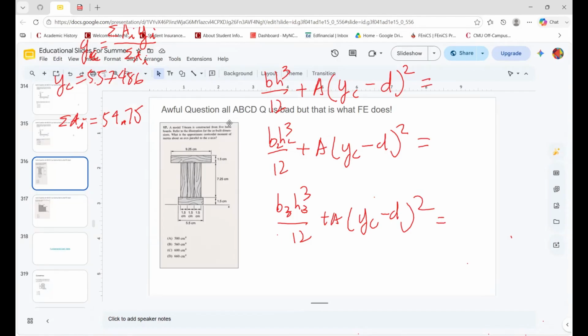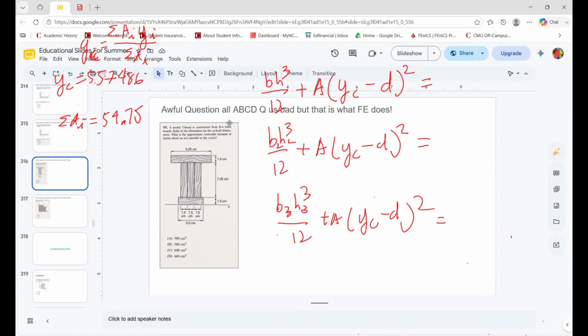So the base for the first one is which one? We're going to do base first. I guess we'll do the top one first. 9.25 multiplied by h, which is 1.5 cubed, divided by 12 plus A, which is 9.25 multiplied by 1.5, multiplied by (yc, which is 5.57, minus (1.5 plus 7.25 divided by 2)) equals something ridiculous.